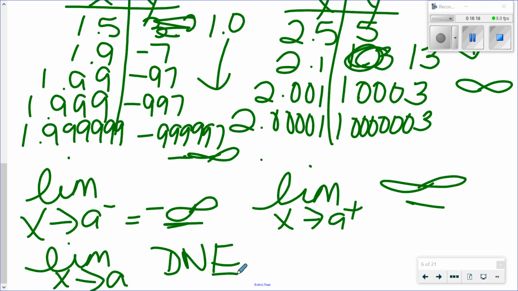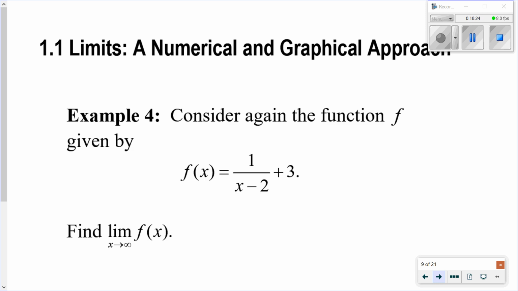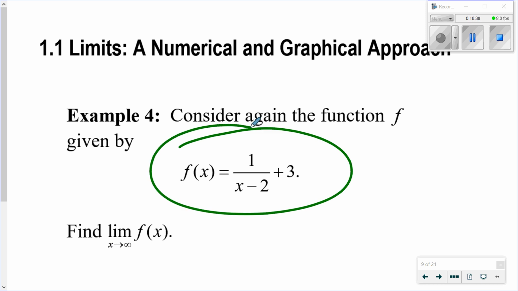Okay, let's look at another example. We are going to use the same problem again. This time I want to find the limit as x approaches infinity. So what that means is I want to make x get really, really big. I'm still using the same formula. We should already have it in our y equals, but I want to make x get really big.